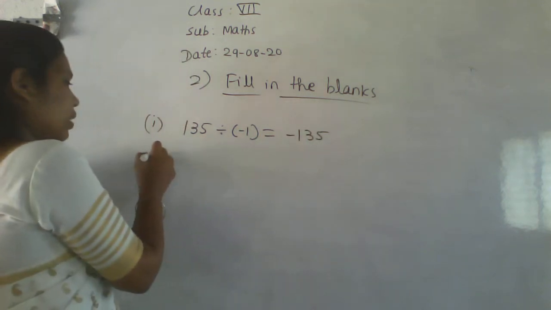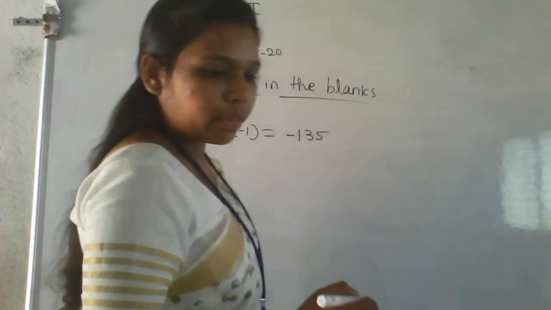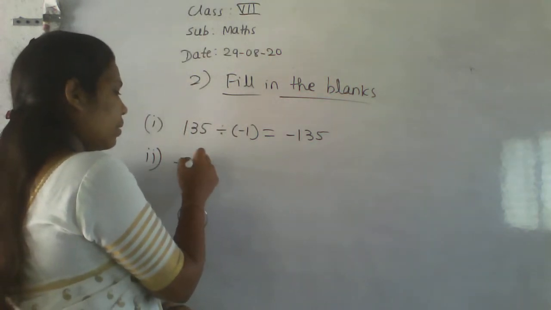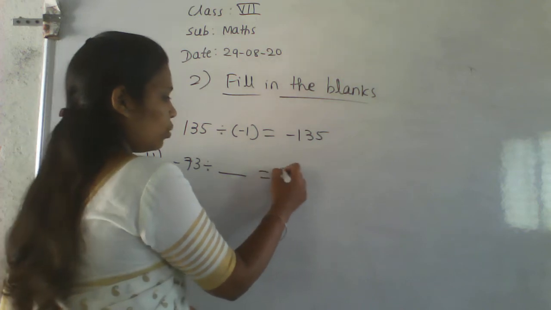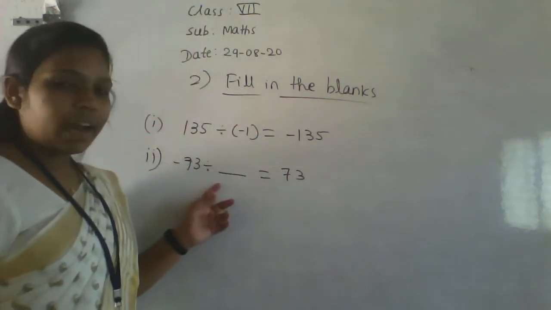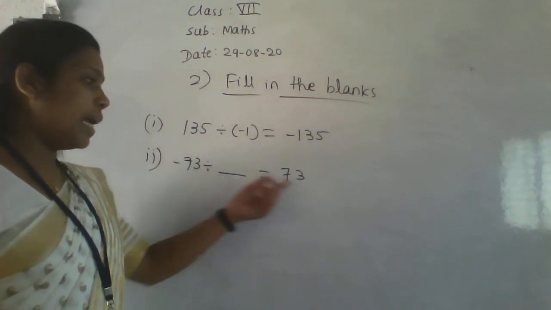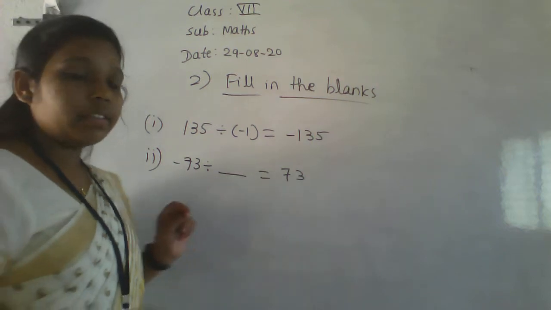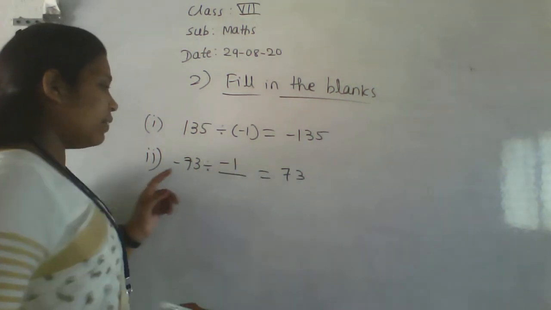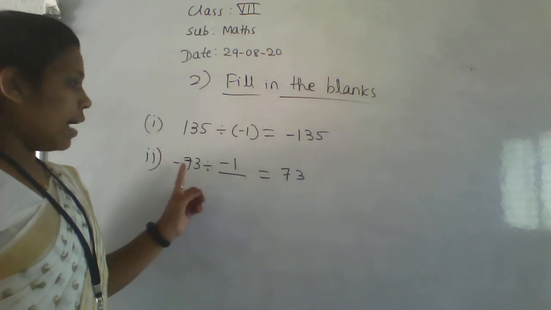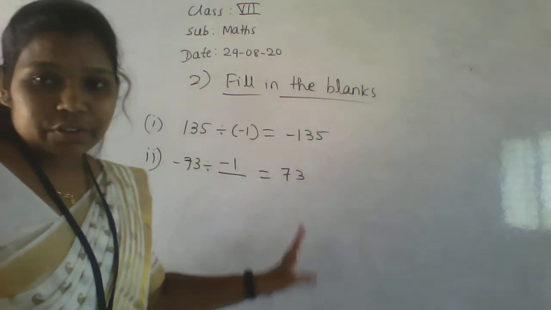Okay. So next, second one is minus 73 divided by dash is equal to 73. So here we have to divide with which value? We are getting the same number but the sign is different. So we have to divide with minus 1. Divide minus 1 with minus 1, then minus into minus is plus. And 73 by 1 is 73 only.